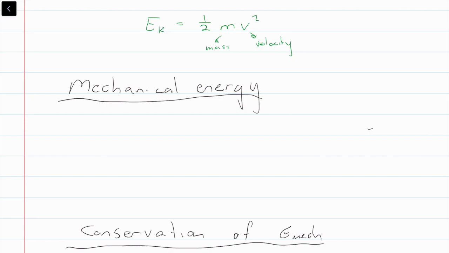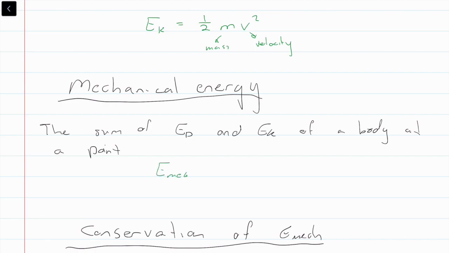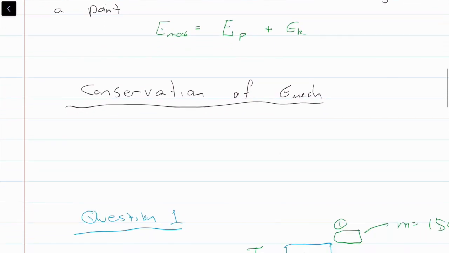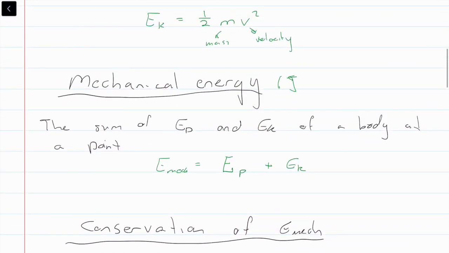Then we have mechanical energy. The definition for mechanical energy is the sum of the gravitational potential energy EP and the kinetic energy EK of a body at a point. So the equation for mechanical energy, we denote that Emech, is equal to EP plus EK. Not too difficult there, and again units of joules.